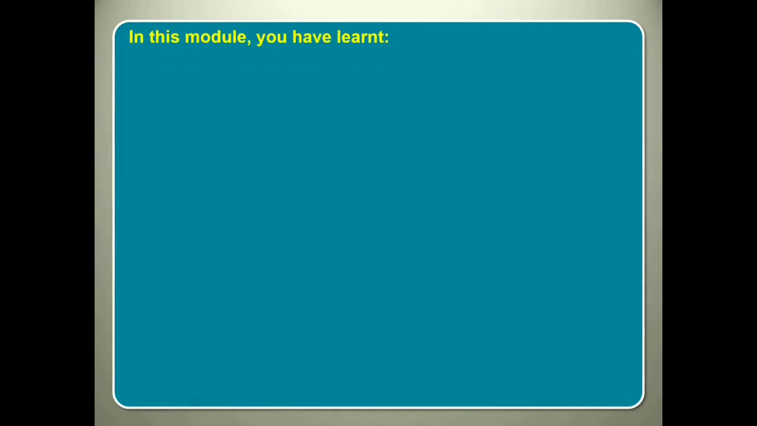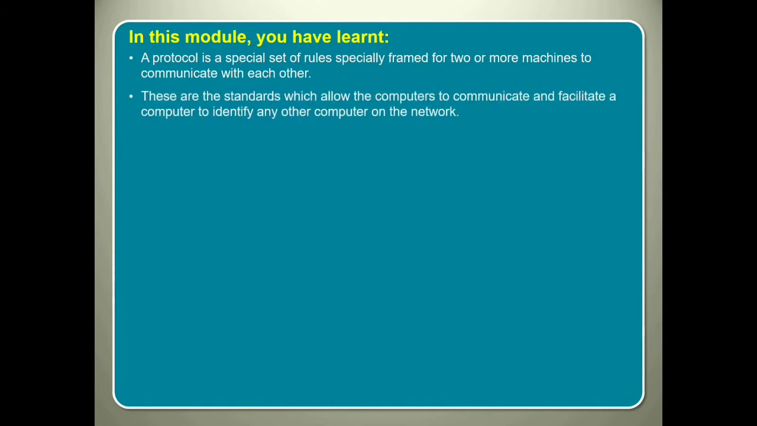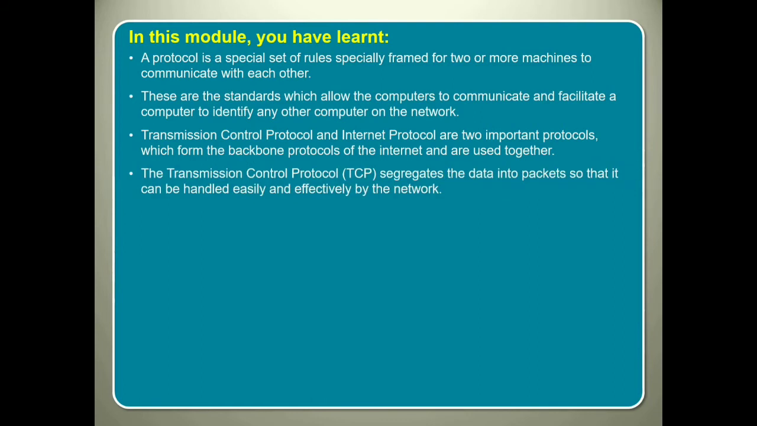In this module, you have learnt that a protocol is a special set of rules specially framed for two or more machines to communicate with each other. These are the standards which allow the computers to communicate and facilitate a computer to identify any other computer on the network. Transmission Control Protocol and Internet Protocol are two important protocols which form the backbone of the Internet and are used here. The Transmission Control Protocol, or TCP, segregates the data into packets so that it can be handled easily and effectively by the network.